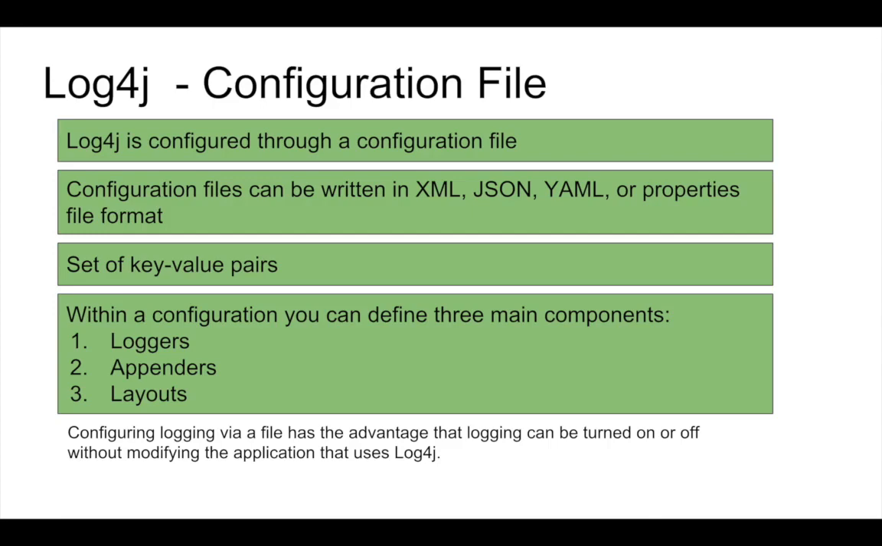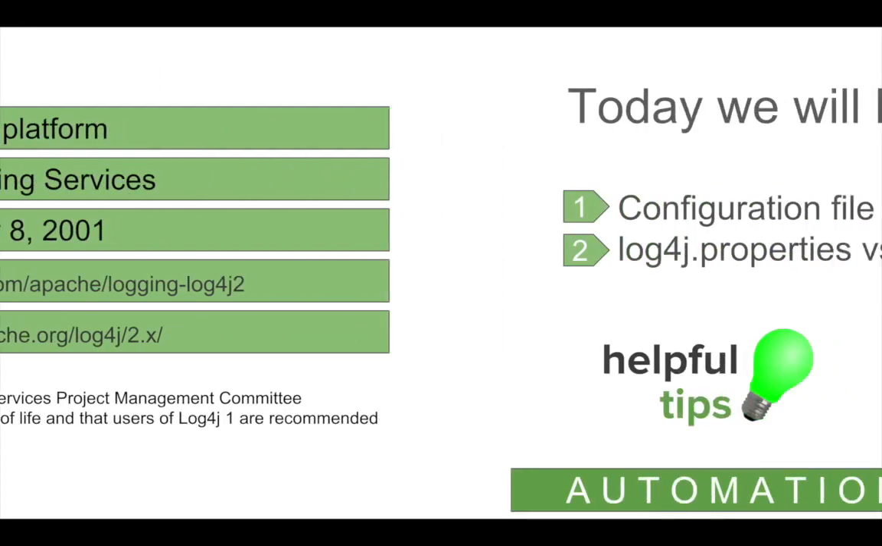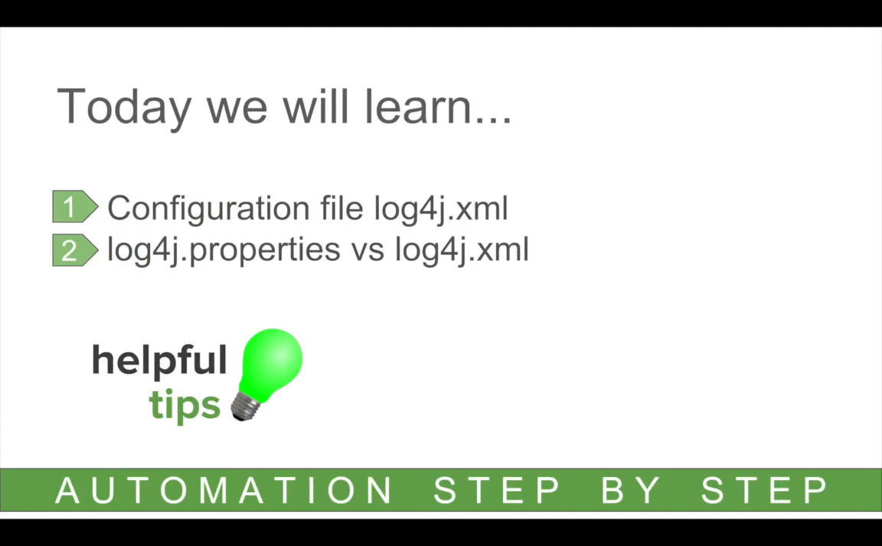So configuration files can be written in XML, JSON, YAML or properties file. The most commonly used configuration files in log4j are XML and properties file. We have seen the properties file in the last session, and today we will see XML, and these are some FAQs. Again, we have discussed this in the last session. So now let us come back to today's session, which is using the log4j XML file.